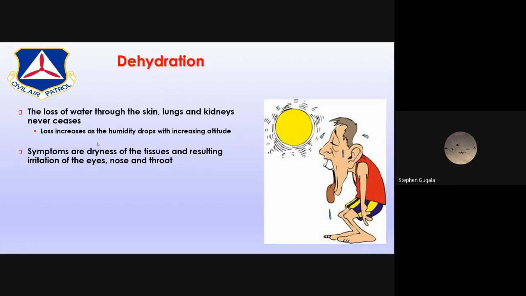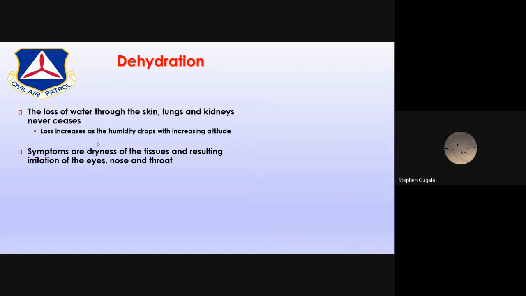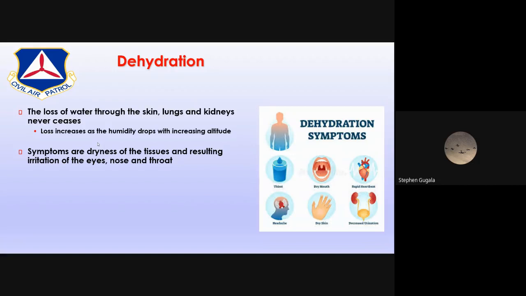We'll also see an increase with altitude because as you climb, you're going to lose humidity. Humidity drops and the air becomes less dense. So with these things, you won't even detect the evaporation of the sweat. Symptoms are going to be dryness of the tissues. You may feel some eye irritation, nose and throat dryness. You may develop a headache. When I get dehydrated, I typically start to get a headache. You may also feel a rapid heart rate.